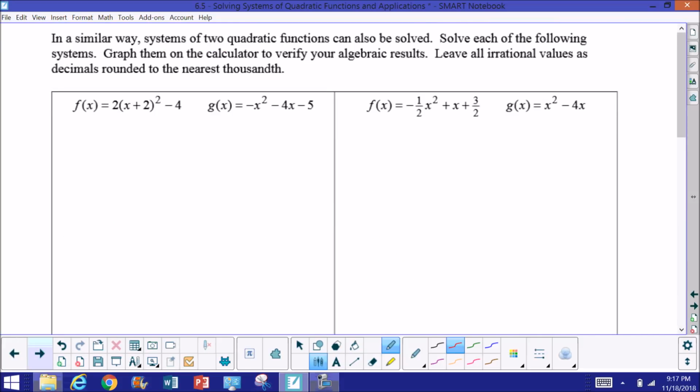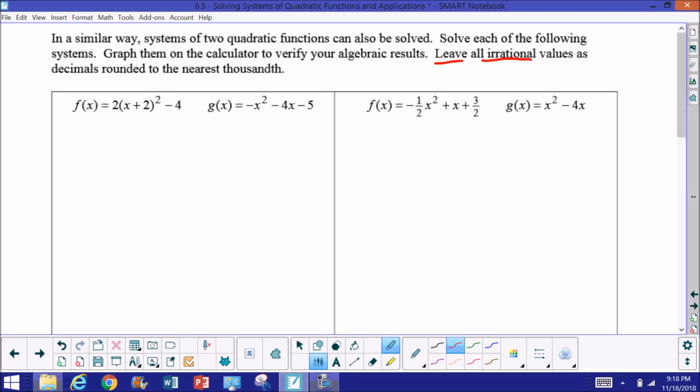This next page says, in a similar way, systems of two quadratic functions can also be solved. So they want us to solve each of the following systems and graph them on the calculator to verify the algebraic results. I'm going to leave that for you. But we're going to take a look at the second one here in the upper right column. At the same time, we want to keep in mind that they're asking us to leave all the irrational values as decimals, rounded to the nearest thousandth. So we'll talk about that when the time comes.